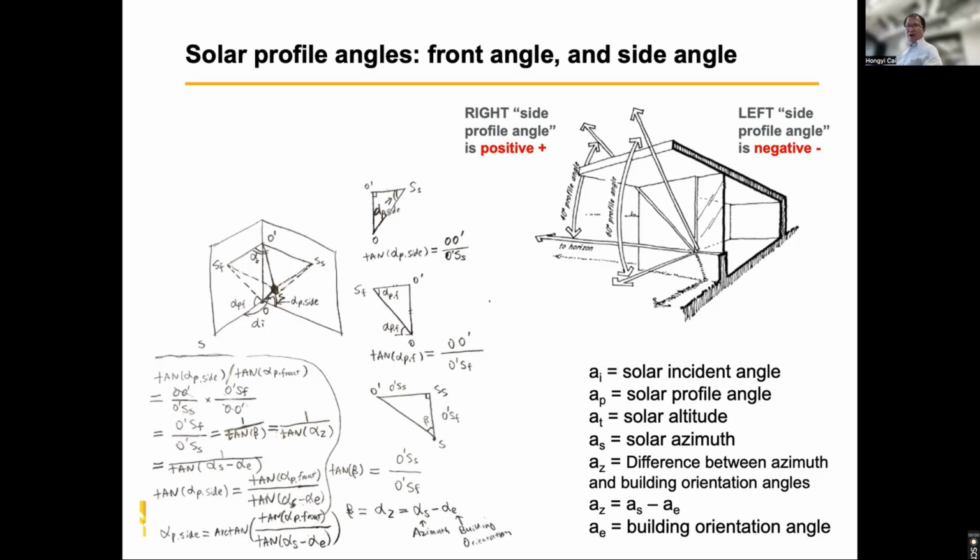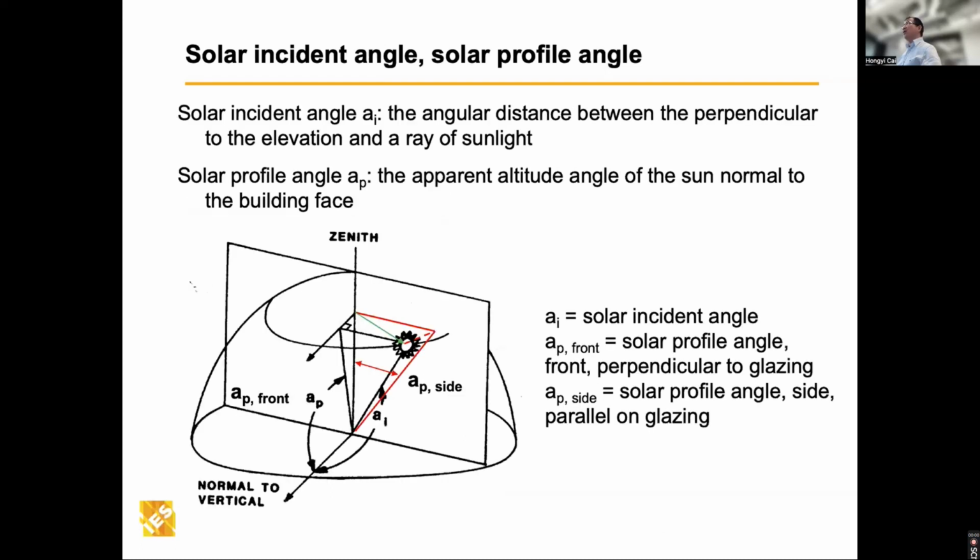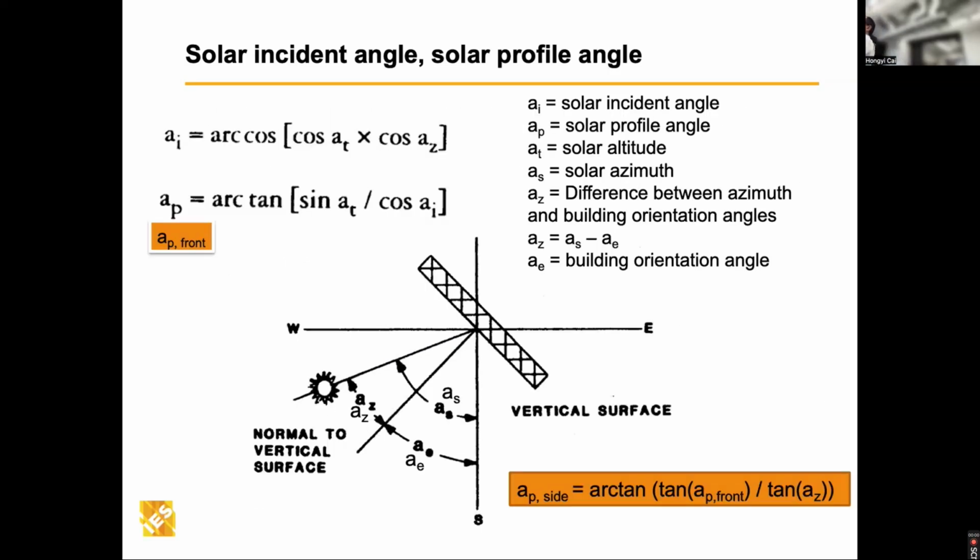Okay, all right. So let me go back to the actual calculation equations here. For us to calculate the front profile angle and the side profile angle, we have to know the incident angle. So the incident angle alpha I is given by an equation of cosine alpha T times cosine alpha Z. Alpha T is the solar altitude angle, okay? And alpha Z is the difference between the axis angle and the building orientation angle.